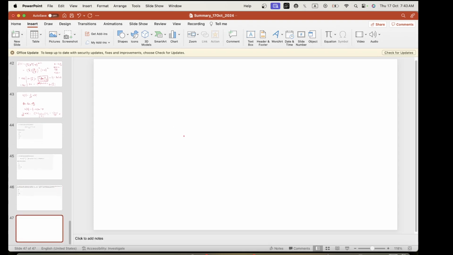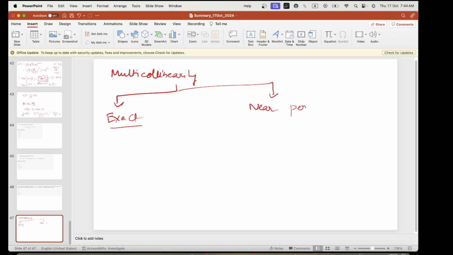Okay. So multicollinearity is between two independent variables. It could be of two forms. It could be exact, or it could be near perfect. So what does exact mean?